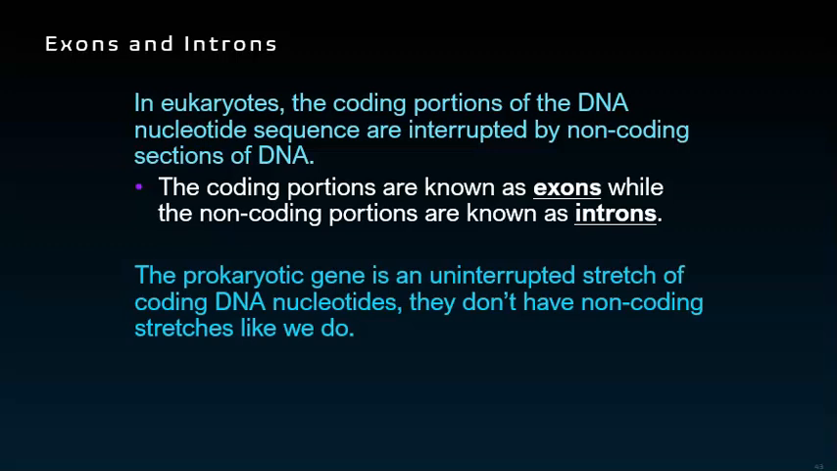So you remember that all eukaryotes have the coding portions of DNA nucleotide sequences that are interrupted by non-coding sections of DNA. The coding portions are known as exons, while the non-coding portions are known as introns. And I told you guys that my trick for remembering that was just that DNA exons, the information's actually exiting and getting expressed, whereas introns, the information is not going to code for a protein.